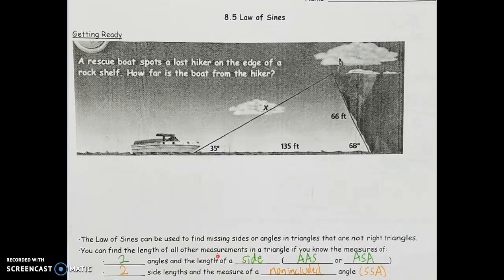We can find the length of all the measurements in a triangle if I know the measures of either two situations: two angles and the length of a side, so either angle, angle, side if it's not included, or angle, side, angle if that side is included. Or the other situation could be two side lengths that we know and the measure of a non-included angle. So that would be side, side, angle.